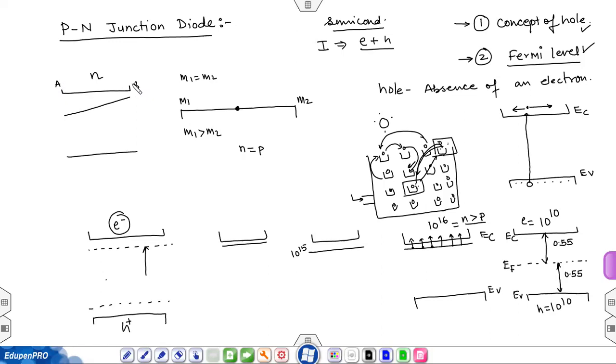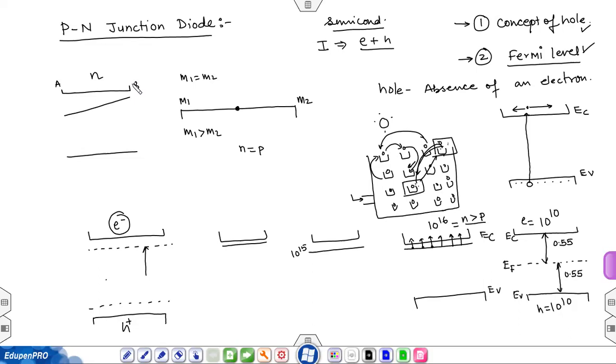Okay. Now, a very, very important concept. Whenever you bring two different semiconductors together, always in equilibrium, the Fermi level must be constant with respect to distance. If the Fermi level is not constant, the device will not be in equilibrium, because there will be a concentration gradient of electrons and holes. That means it has not reached equilibrium.